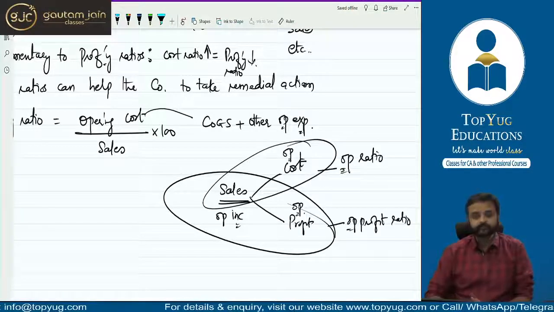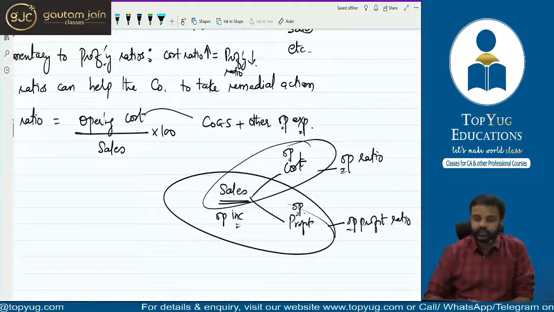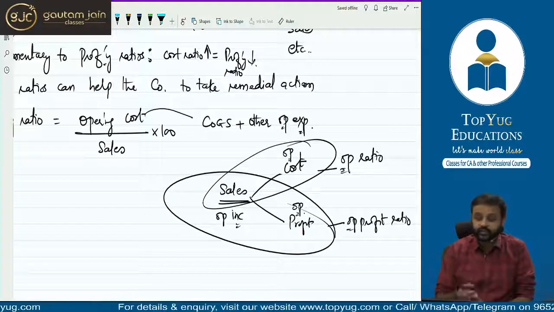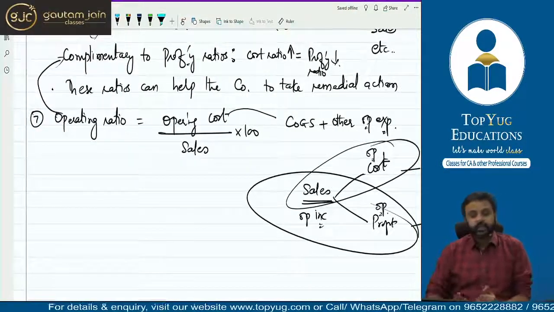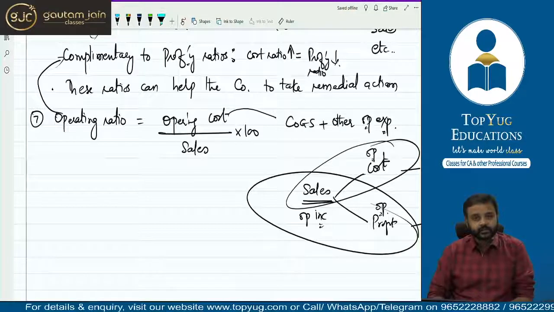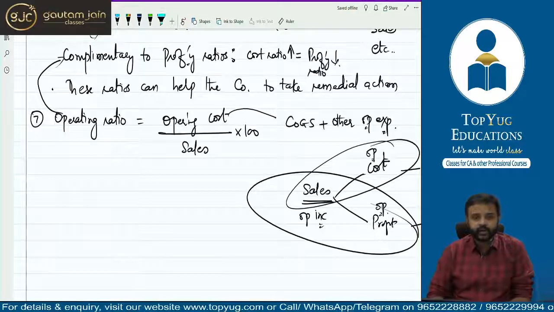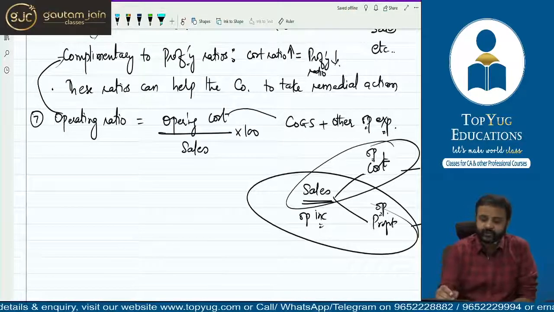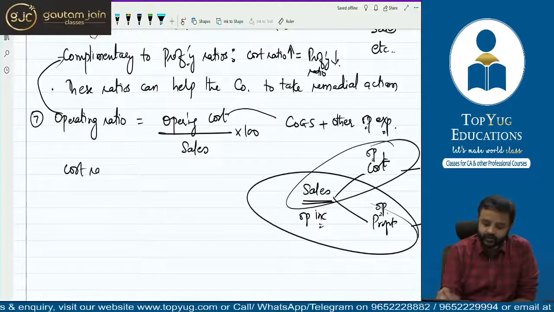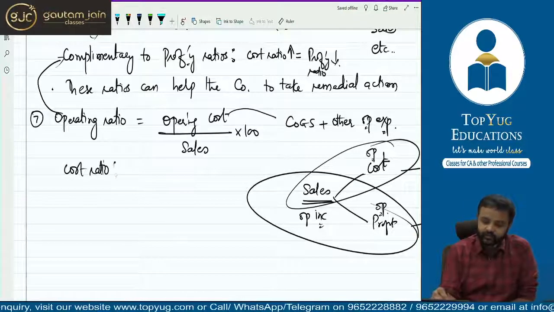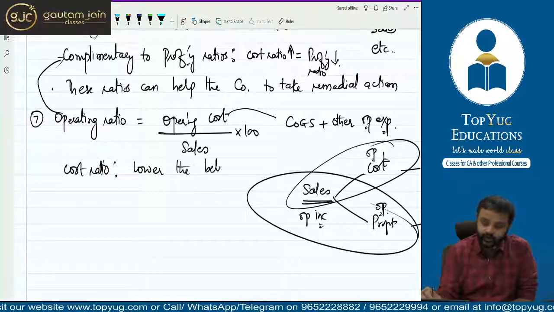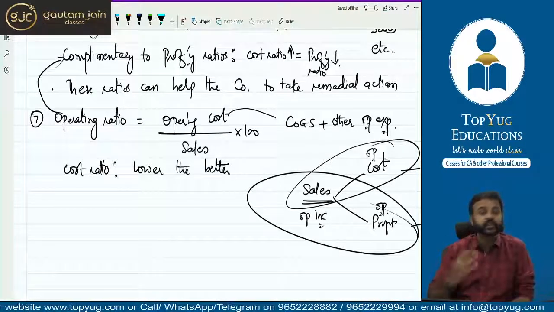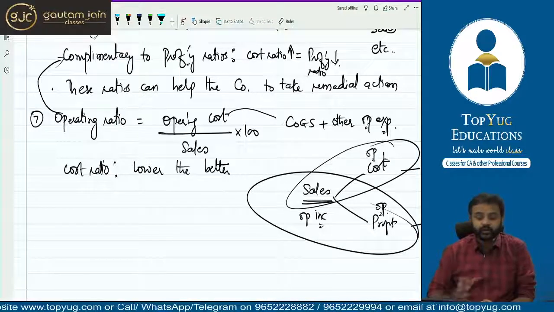Am I clear? All of you are able to understand? Operating cost to sales is operating ratio. Operating profit to operating income, that is sales, is operating profit ratio. Higher the ratio, better it is. Operating ratio cannot be higher. My dear friends, please understand, whenever we talk about cost ratios, it should always be lower the better, not higher. Profitability ratios we can say higher the better, but not for cost ratios.